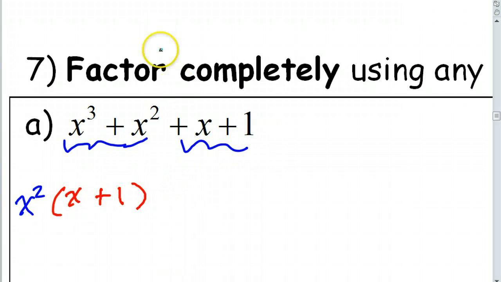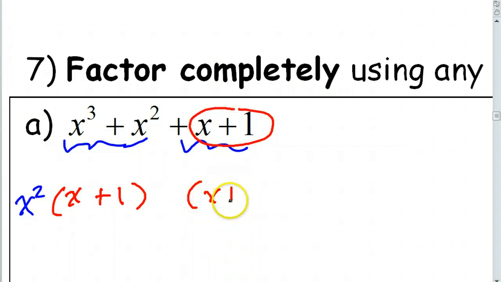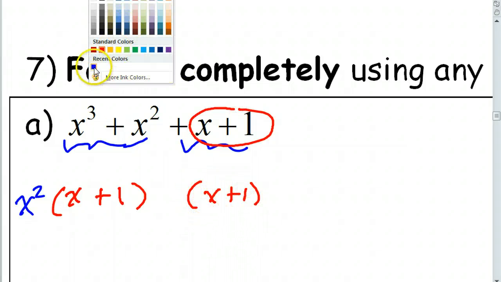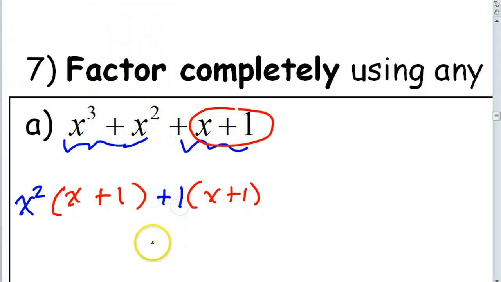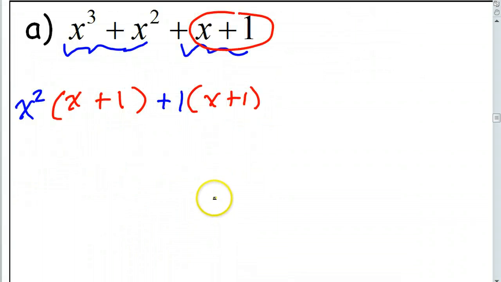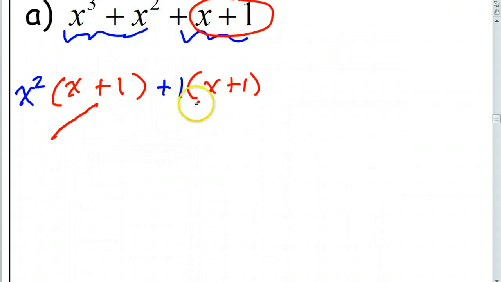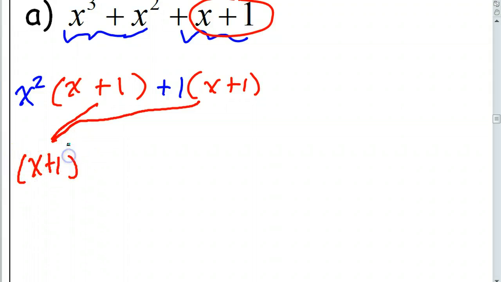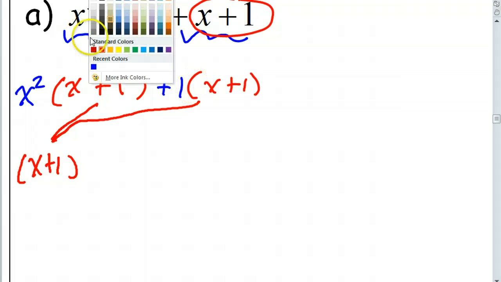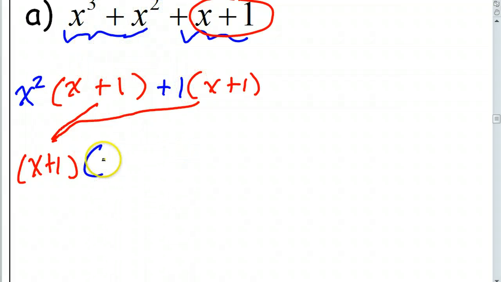Now, if you look at the other set of parentheses, I already have an x plus 1 right here. So I'm just going to put x plus 1. But if I want to, I can think of it as factoring out a positive 1. Because now I can treat the x plus 1 as a common factor, and I can take that x plus 1 and pull it out front, like this. Now that the x plus 1 is out front, what does that leave behind? X squared plus 1.